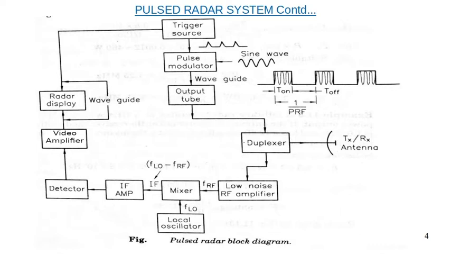Then when it hits the target, a portion of that signal gets reflected back, and that is received using the receiver antenna and is directed to the duplexer, and from the duplexer that signal is directed to the receiver section. Then at the receiver side, after proper operations, the information about the target is displayed on the radar display. Let's now consider the functions of each block in detail.